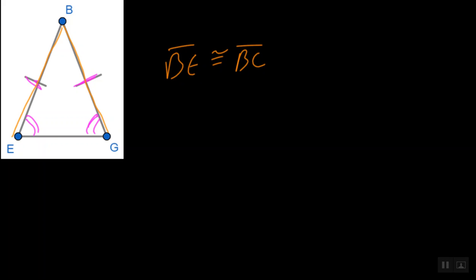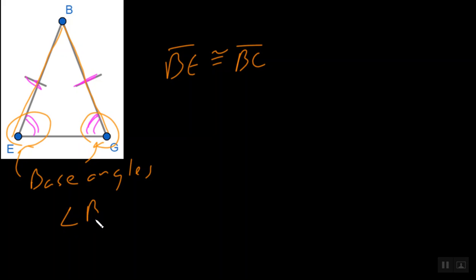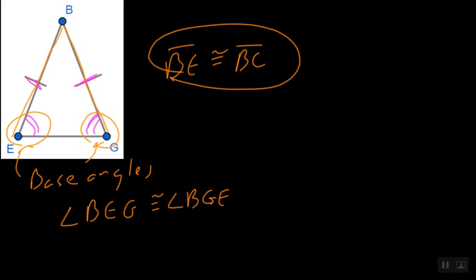Okay, so there's one statement of congruency, but what we're really focusing on here is going to be these base angles. In fact, let's write that. I know that my base angles must be congruent. Okay, so I can say angle BEG is congruent to angle BGE. Okay, perfect. So guys, isosceles triangles are cool because they actually have two sets of congruent parts. They have the congruent sides and the congruent angles. Alright, we have one final example. Let's go check it out.